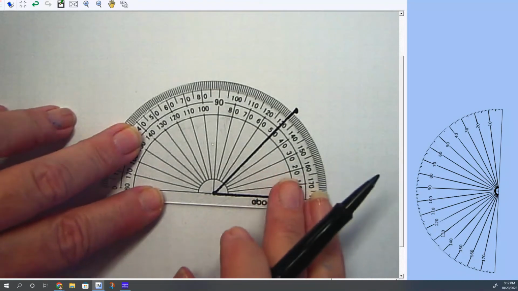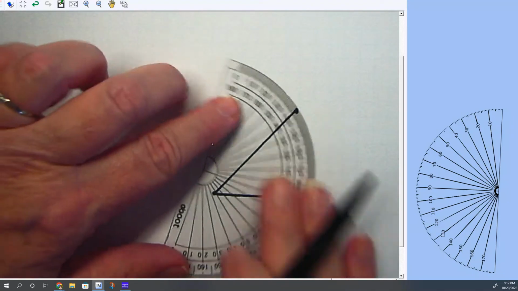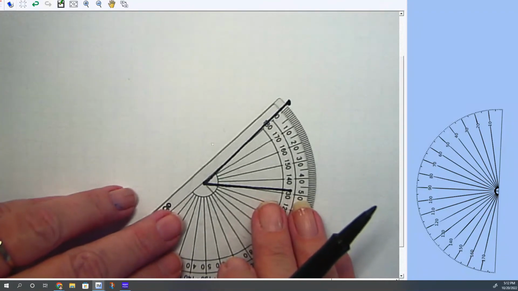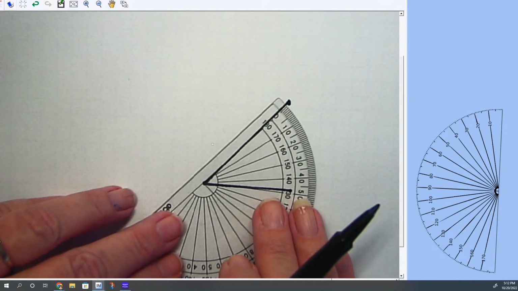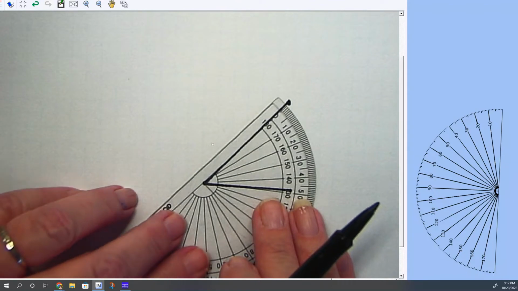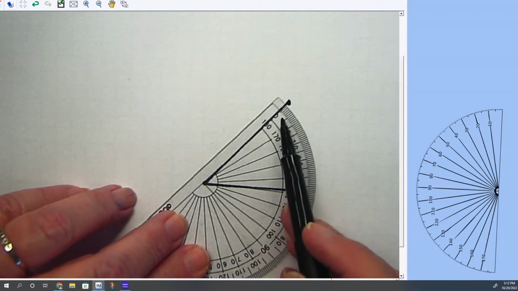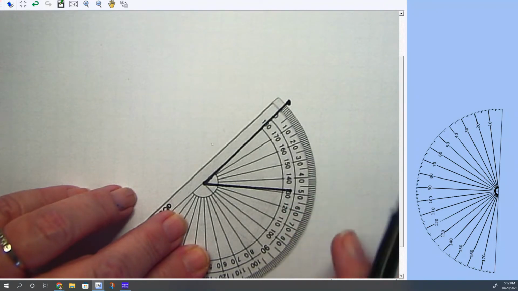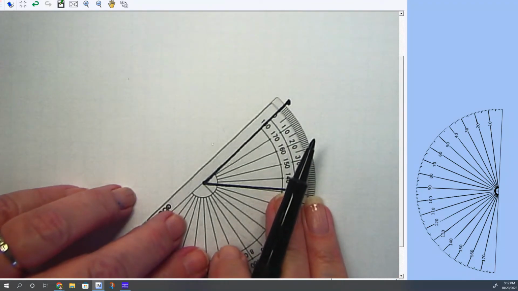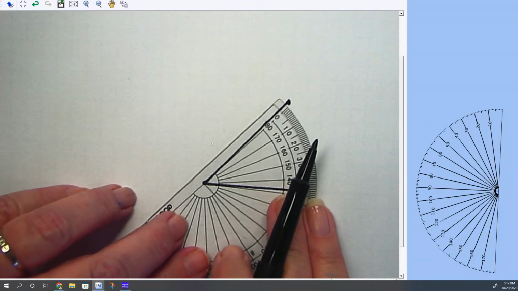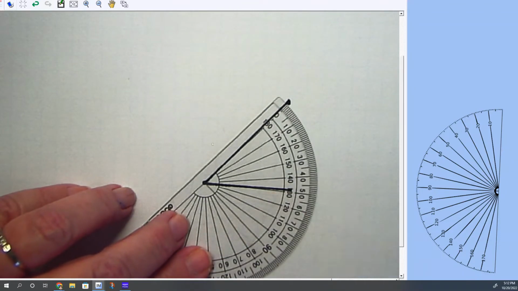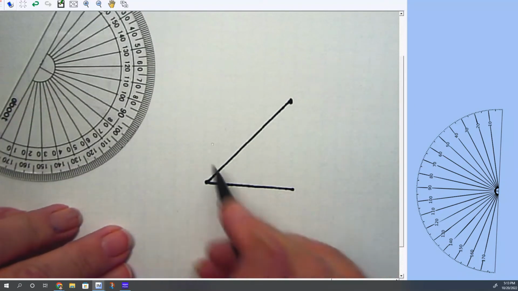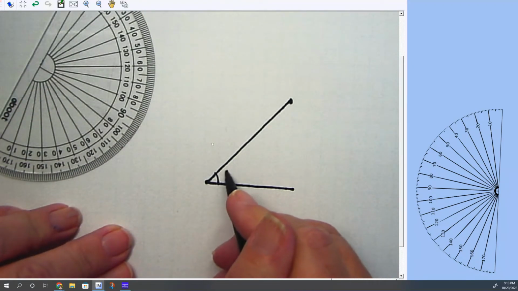If I were choosing to do this the other way, notice if I line it up here with this line, right that way, now I'm using this set of numbers, the outer set, because those are the ones that start at 0. And I'm going to count up. Let me get it centered. There we go. And once again, I count up and I get 50 degrees. So this would be a 50-degree angle.